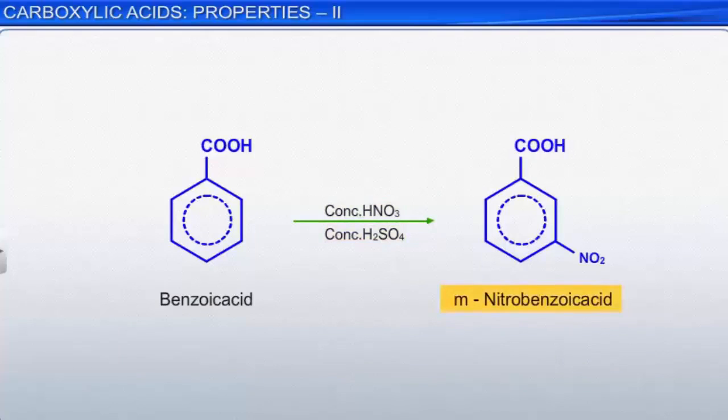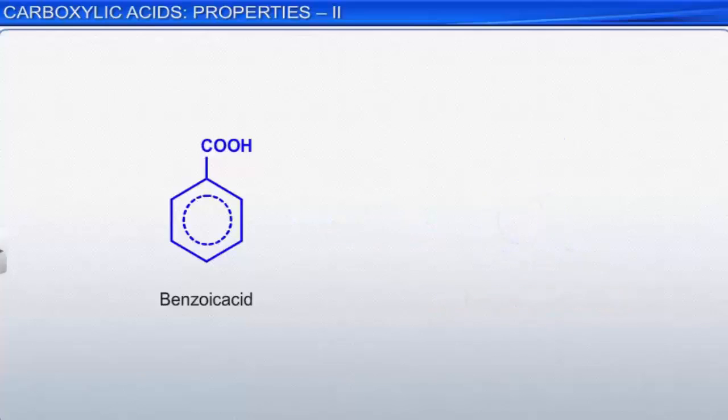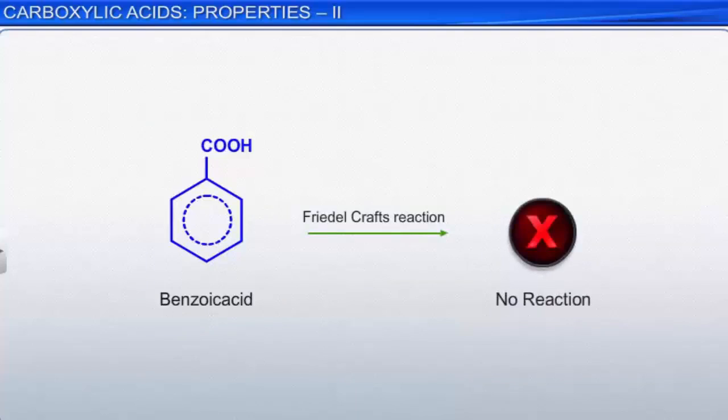It is important to note that carboxylic acids do not undergo the Friedel-Crafts reaction because the carboxyl group is deactivating and the catalyst, aluminium chloride, which is a Lewis acid, gets bonded to the carboxyl group strongly.